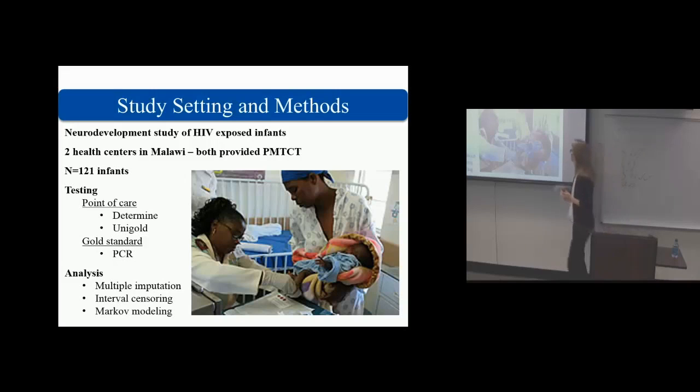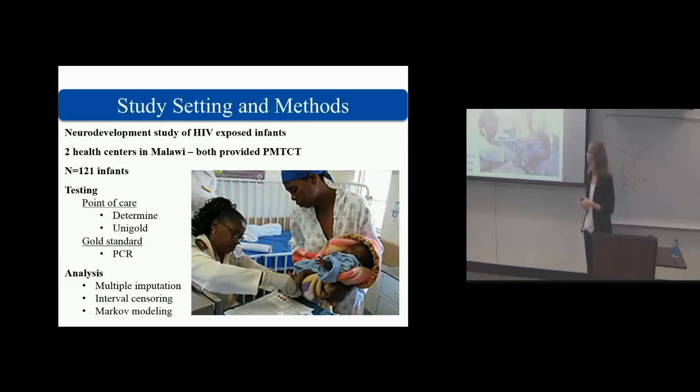And we gave them 2 point-of-care rapid tests. These, Determine and Unigold, are point-of-care HIV tests. You can do them in 15 to 20 minutes. It eliminates the need, if you do a PCR on an infant, that mother has to come back. But attrition is about 80% by 6 months in the breastfeeding period. So we want to do a point-of-care test. So we did that at every 3-month cycle, and we also did a PCR as a gold standard to compare our results.